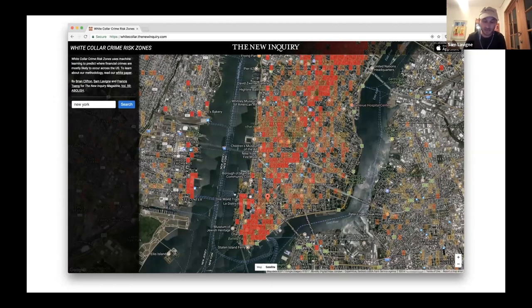This is what it looks like. This map of New York City, right? The rectangles indicate locations where the system is predicting a high likelihood of white collar crime. The redder and darker the square, the higher the, quote unquote, danger level.